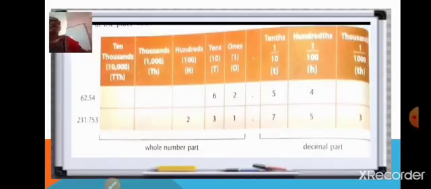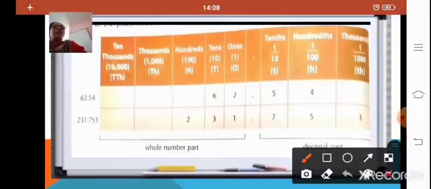The number 6 is in tens place. The number 2 is in ones place. 5 is in tenths place and 4 is in hundredths place. So the place value of the number 6, it is in tens place, so it is 60. The number 2 is in ones place, so it is 2. The number 5 is in tenths place, so the place value becomes 10 times smaller, so it will be 5 upon 10. And the place value of the number 4, which is in hundredths place, becomes 10 times smaller than the tenths place, so it becomes 4 upon 100.